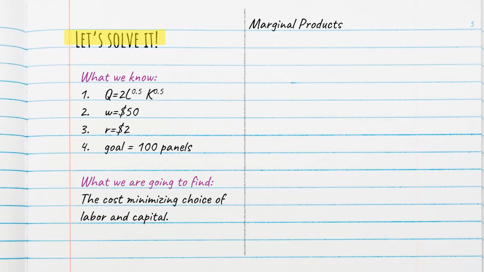The marginal product of labor is just the partial derivative of the production function with respect to L. So we can write the marginal product of labor as being equal to, let's see, we're going to bring down the 0.5 that L is raised to, and that cancels out the 2. So we get L to the negative 0.5 times K to the 0.5. We also need to find the marginal product of capital. That's going to be the partial derivative of the production function with respect to K. Again, we bring down the 0.5 and it cancels with the 2. So we have L to the 0.5, K to the negative 0.5.